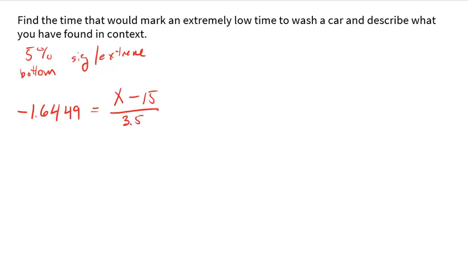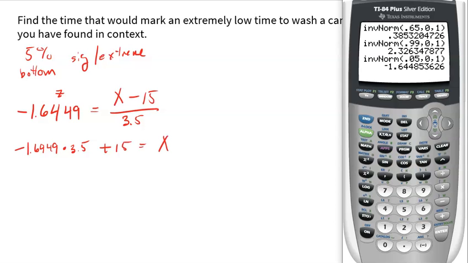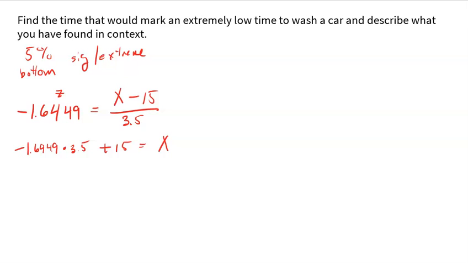And I'm using my z-score formula because this is a z-score. So I'm going to take the negative 1.6449. The first thing I'm going to do is multiply it by 3.5. Then I'm going to add the 15 over, and I will get the value that marks the bottom 5%, or the most extreme, significant bottom 5%. So here I go. Negative 1.6449 times 3.5. Add the 15 over, and I get 9.24 minutes.